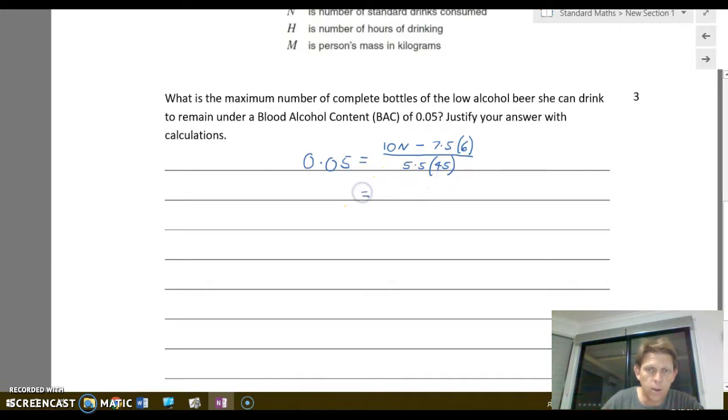Okay, so when we do the calculations here, we're going to end up with 10N still at the top. 7.5 times 6, I'm not going to do this in my head, I've got it sitting here next to me, is 45. And this bottom line is 247.5. And obviously the other side remains 0.05.